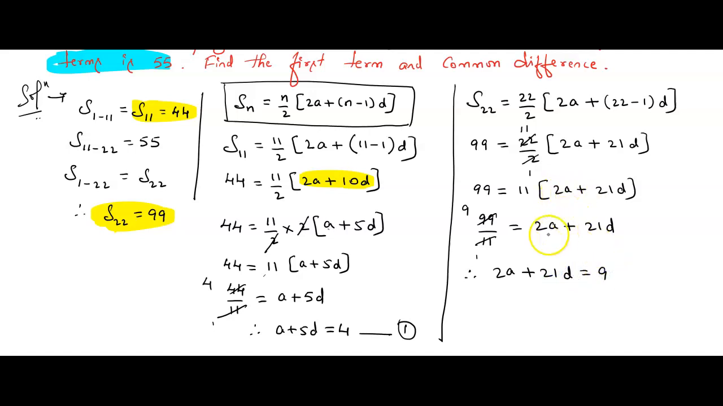Here in 2a plus 21d, I have not taken 2 as common. Why? Because if we take 2 common, we get 2a plus 21, and in the 2 tables we don't get 21. So we can't take a common factor over there. So let it be as it is. Let me call this equation number 2. So what is equation 1? a plus 5d is equal to 4. Equation 2, 2a plus 21d is equal to 9. So this is our equation 1 and this is our equation 2.